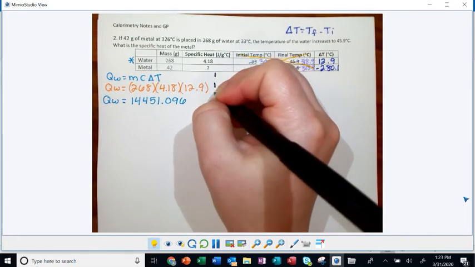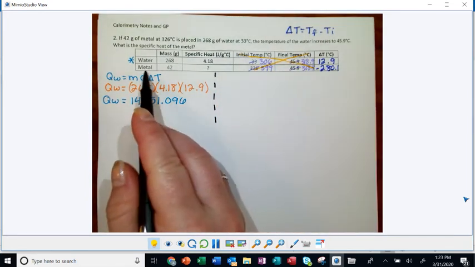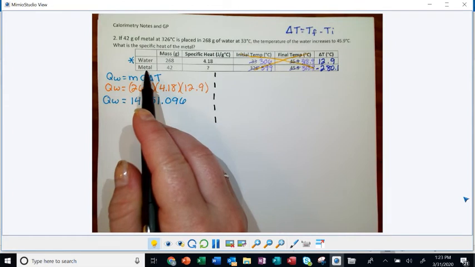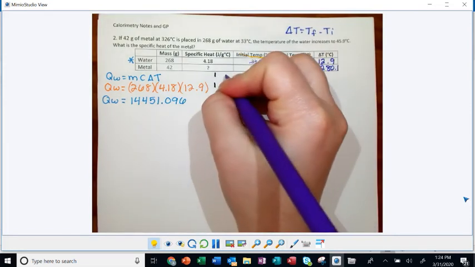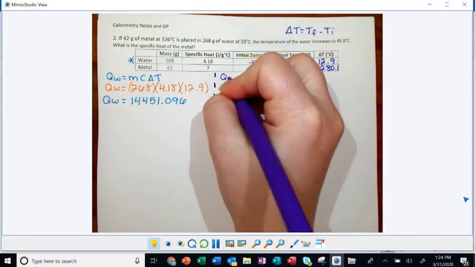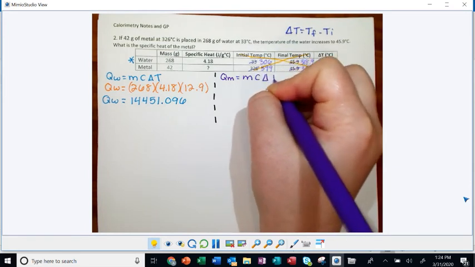All right. So again, the number for the water, or the energy for the water, is positive, which means that it had to absorb heat. And it is absorbing it from the metal, so that means the metal had to release the heat. So we're going to find Q of the metal. We're going to use Q of the metal is equal to MC delta T.